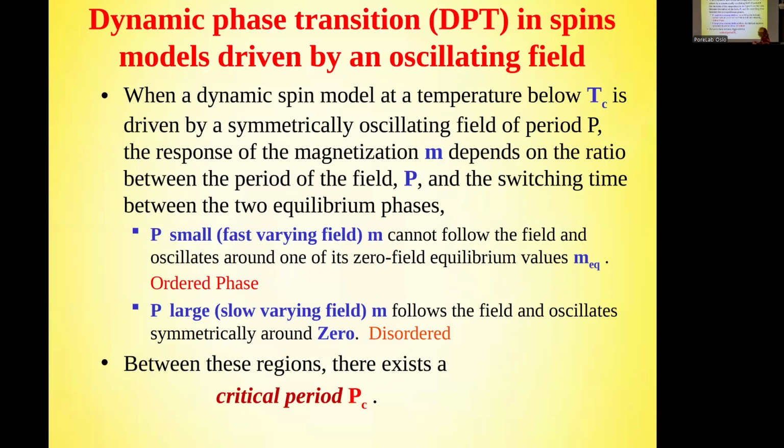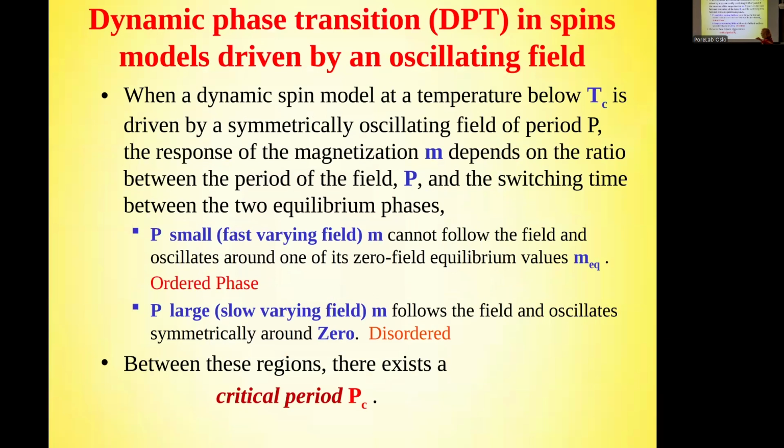What happens? If the field is very fast, so it has a very short period, the magnetization cannot switch fast enough to follow the field. And basically what happens is that the magnetization oscillates around one of these zero-field equilibria. So this is the ordered phase.